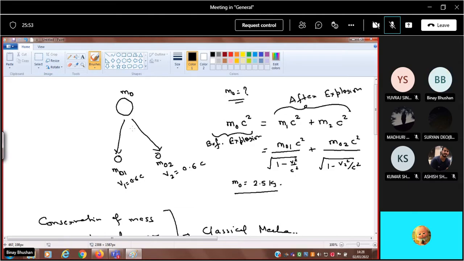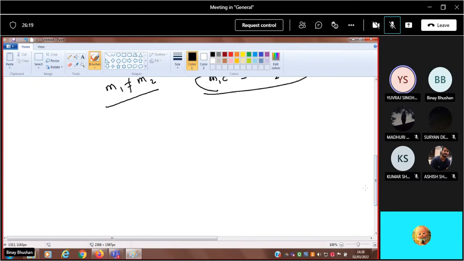Are you understanding? Yes, sir. Before explosion, the rest mass of the body was 2.5 kg, and after explosion, the rest mass of the two fragments was 2 kg only. So there is a difference of 0.5 kg. Where did this 0.5 kg go? Sir, energy. Which energy? Explosion energy. That means 0.5 kg into c square. This is the energy that has been released after explosion. This is the energy of explosion.